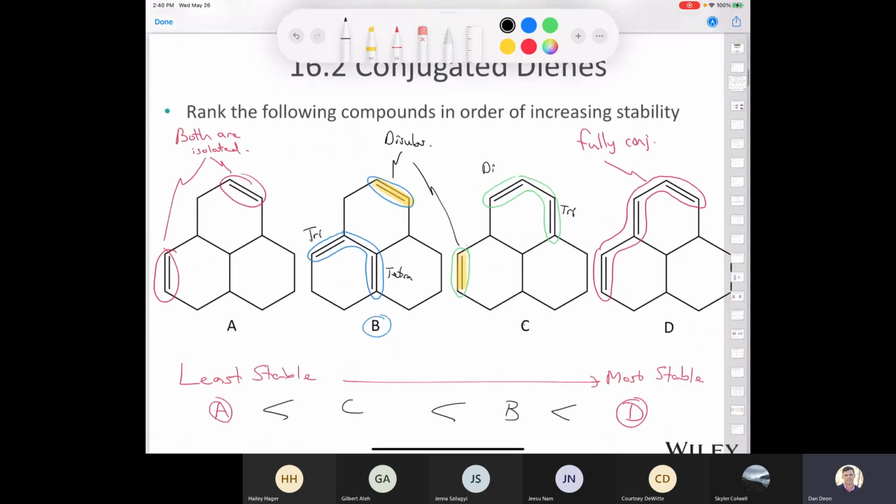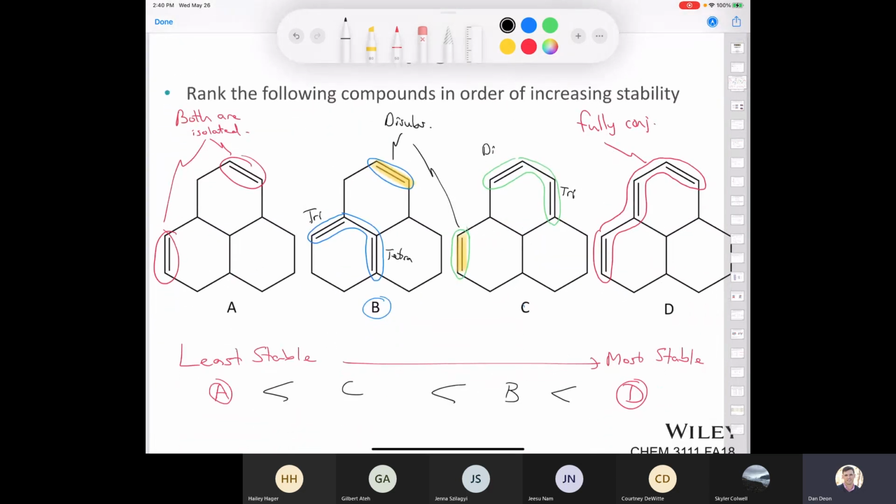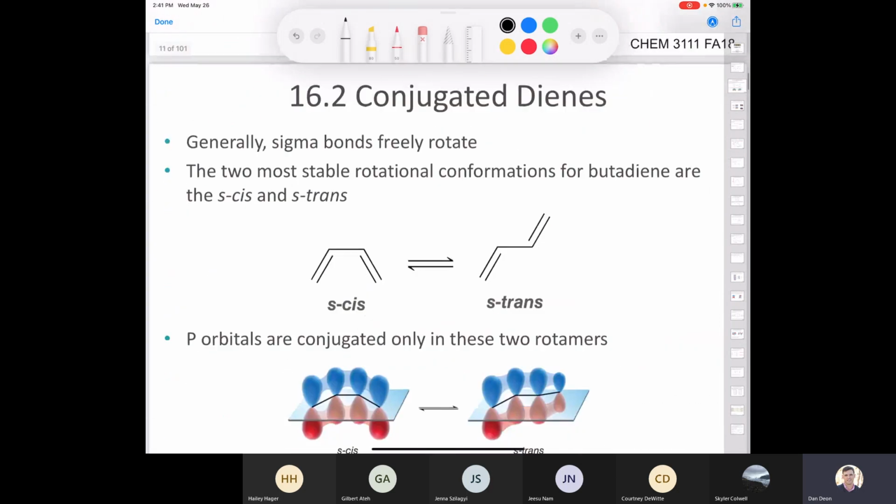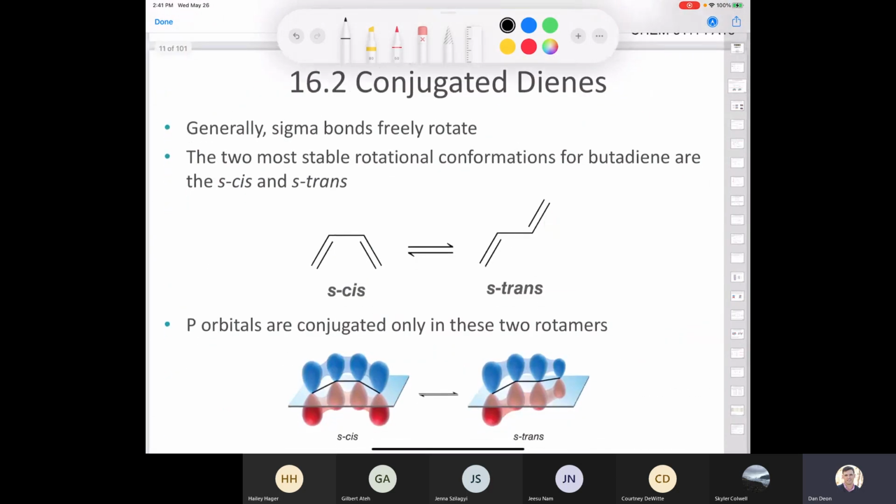So keep that in mind when you're looking at the relative stability of any kind of system that has double bonds in it. All right, let's get back to the concept of conjugated dienes. It says generally sigma bonds will freely rotate. Let's say we had our famous molecule here, 1,3-butadiene. Again, it's going to come up a lot in this chapter. This sigma bond right here is the bond in question.